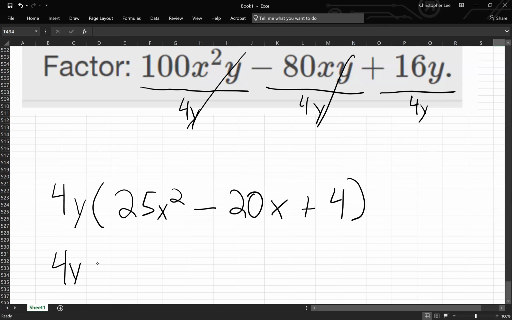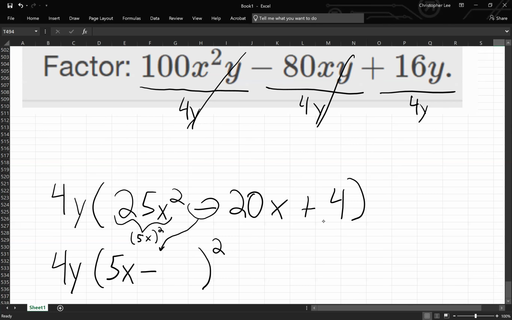So this is going to be 4y. There's going to be something squared, right? So what's my a term here? What is this? This is what? 5 what? 5x squared, right? So that's my a term, 5x. This is negative, right? Bring down the negative. And then what is the 4? Give me two numbers that multiply to give me 4. So this is 2 squared, right? So that's my b term. This is my final answer.